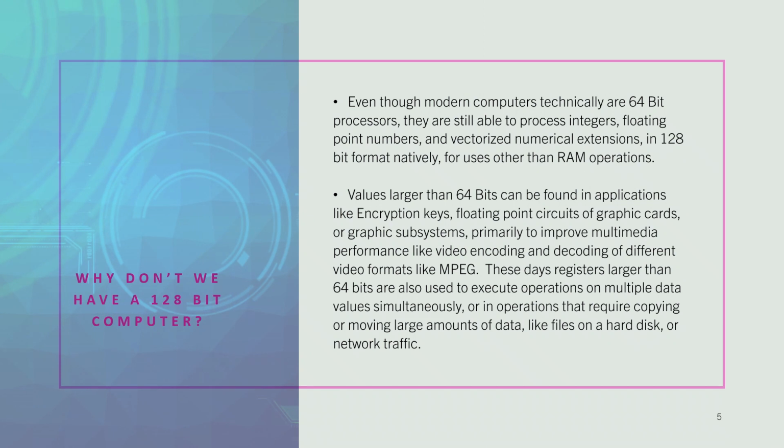Even though modern computers technically are 64-bit processors, they are still able to process integers, floating point numbers, and vectorized numerical extensions in 128-bit format natively for uses other than RAM operations. Values larger than 64 bits can be found in applications like encryption keys, floating point circuits of graphic cards, or graphic subsystems, primarily to improve multimedia performance like video encoding and decoding of different video formats like MPEG. These days, registers larger than 64 bits are also used to execute operations on multiple data values simultaneously, or in operations that require copying or moving large amounts of data, like files on a hard disk or network traffic.